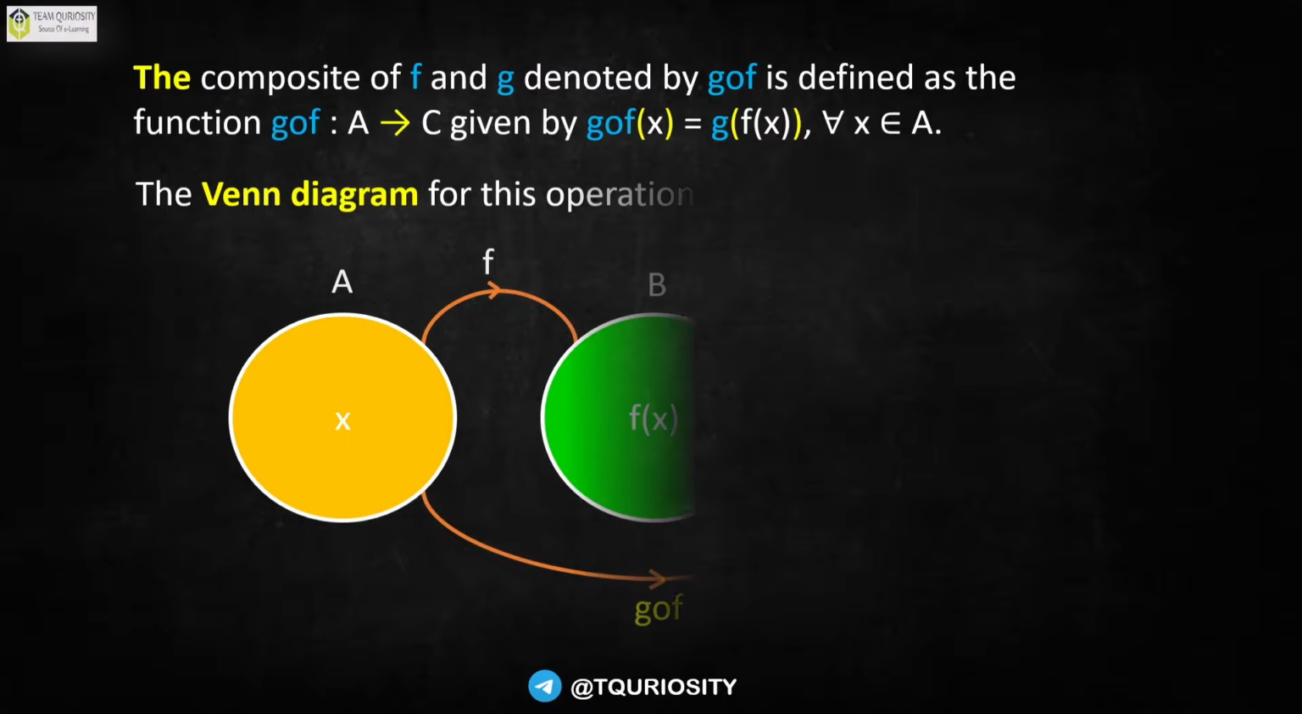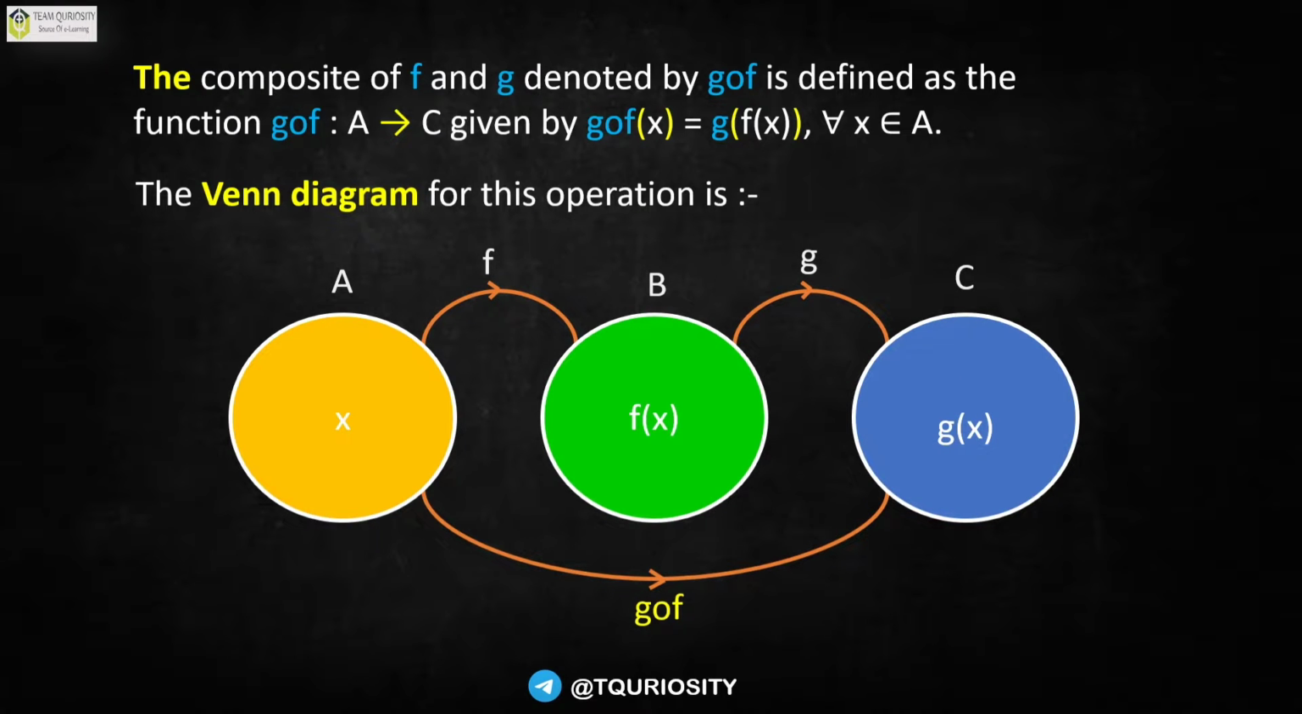The Venn diagram for this operation is as follows. Here A is a set having x as one of its elements. f is the function from set A to set B. Operation of this function on x gives rise to f of x, which is an element in set B. g is a function from set B to set C. Operation of this function on f of x gives rise to g of f of x, which is an element of set C. The combination of these two operations f and g gives rise to g o f, which establishes a relation between set A and set C. This type of function is called a composite function.